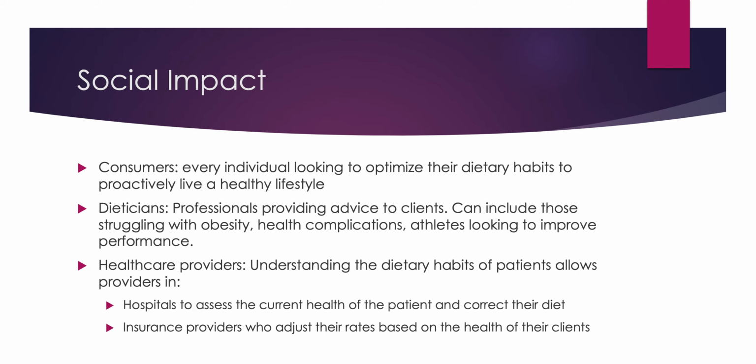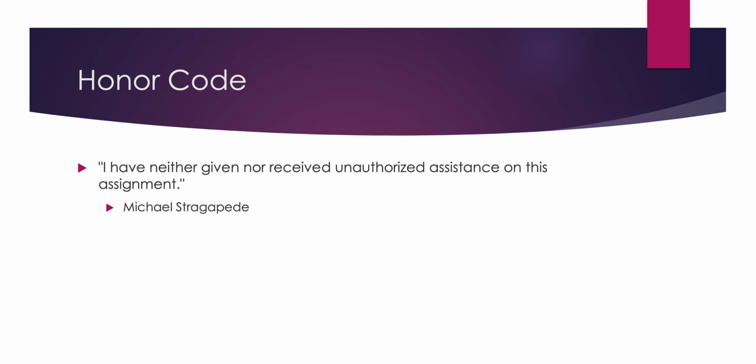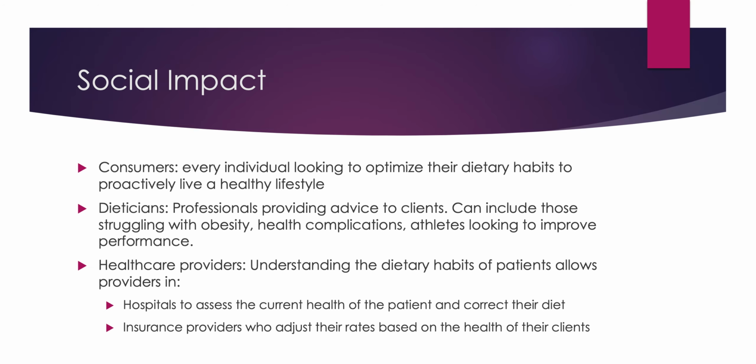Social impact. So now we're going to analyze why this information is important and who it is important to. It is important to consumers or every individual looking to optimize their dietary habits and proactively live a healthy lifestyle. If an individual is able to confidently determine what food is and is not healthy for them and determine which nutrients they need and what food it is present in, they will be able to live a much more healthy lifestyle proactively and do so independently.